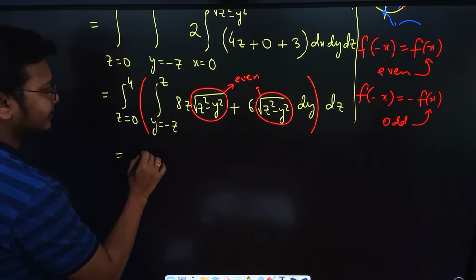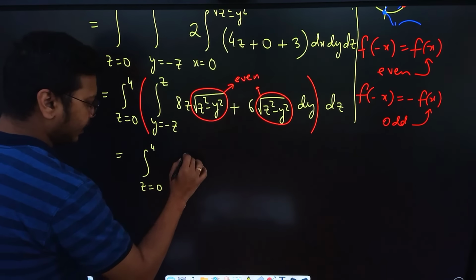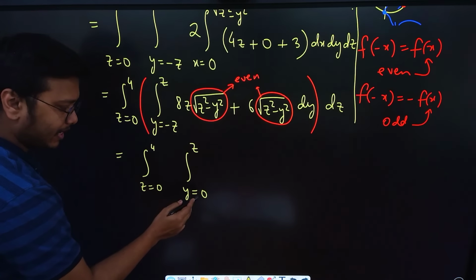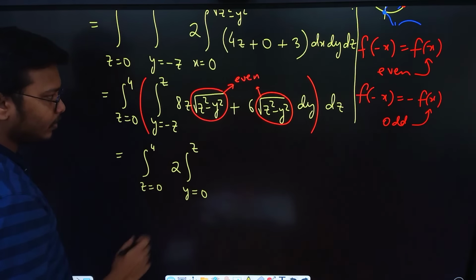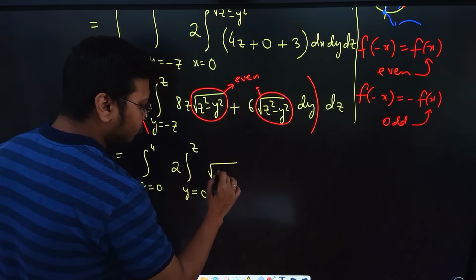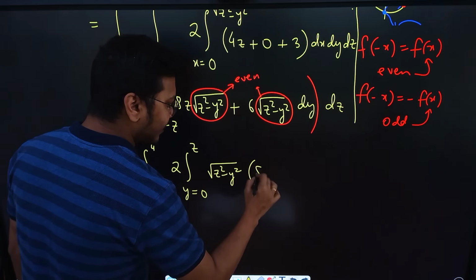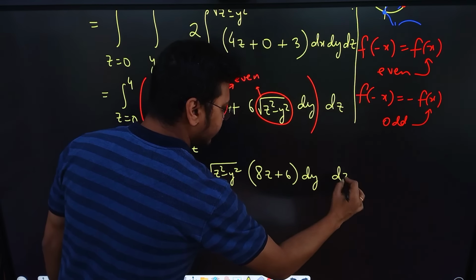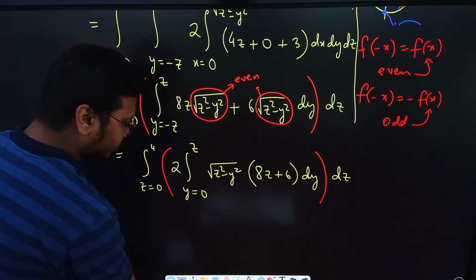So I can write it as z equals 0 to 4, y from 0 to a. Instead of minus z to z, I have taken 0 to z, and I'm taking a 2 outside. So 2 times 0 to a. If I take the root over z square minus y square common from both the terms, then I'll be having 8z plus 6 dy dz. Now this is the integration that we want to do.